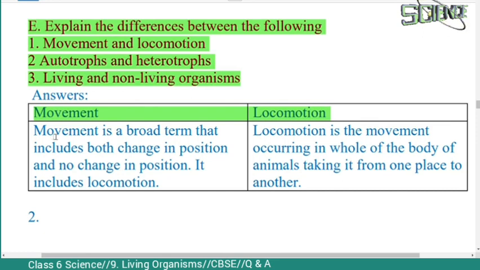Movement is a broad term that includes both change in position and no change in position. It includes locomotion also. Whereas locomotion is the movement occurring in the whole of the body of animals, taking it from one place to another.